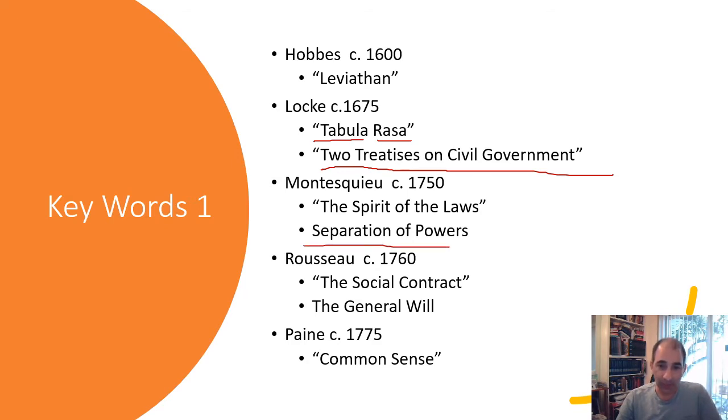Montesquieu, separation of power. And again, where is this going to be important? He's from France. There is no checks and balance. There is no separation of power. And he's essentially saying, hey, guys, this is better. We need this checks and balance system. So you have Montesquieu.